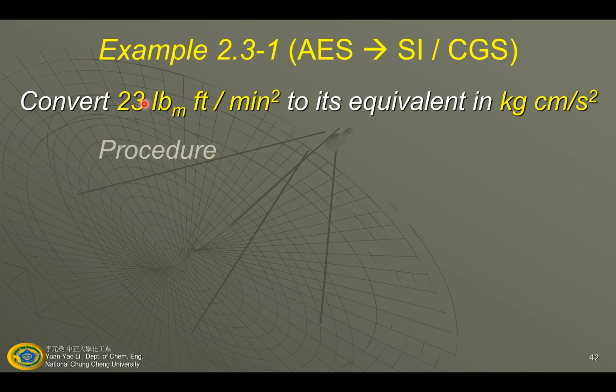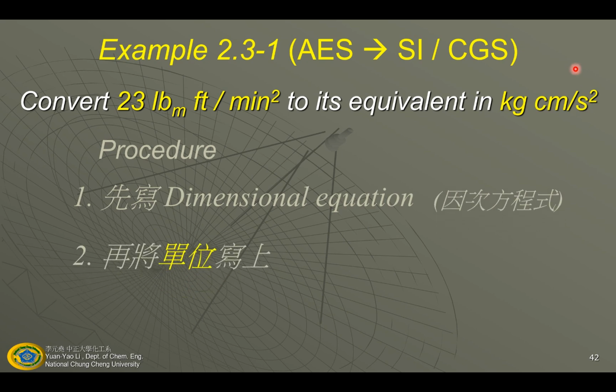So here is an example: 33 pound mass times feet divided by minute square is equivalent to kilograms centimeter per second square. How can you do that? Again, you need to write down the dimensional equation. Step 1 is the dimensional equation, and step 2 is to write down the unit and value.